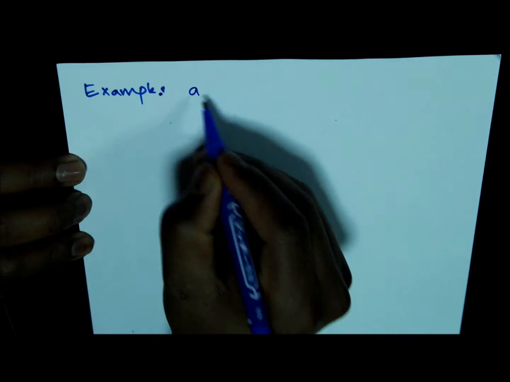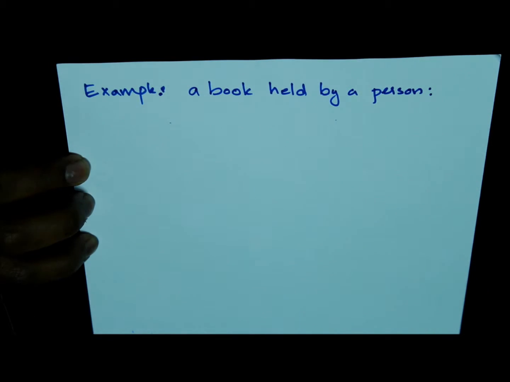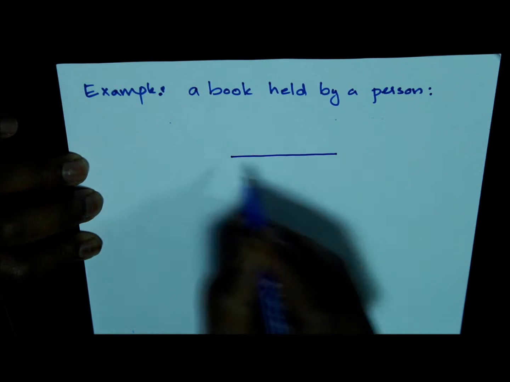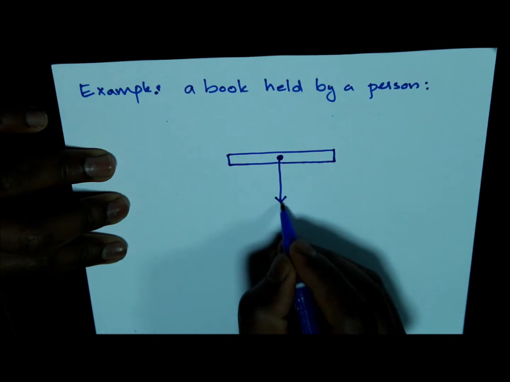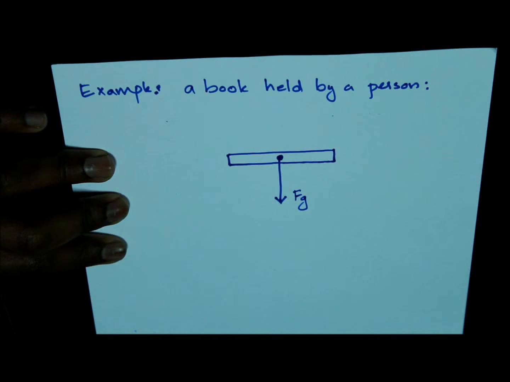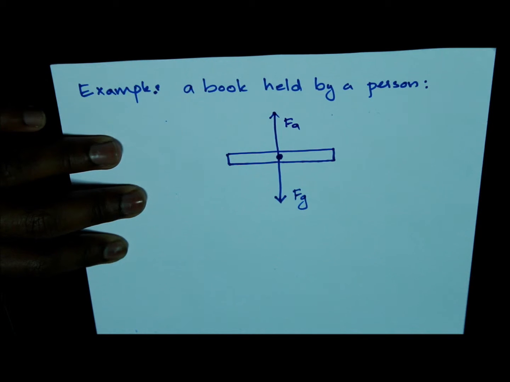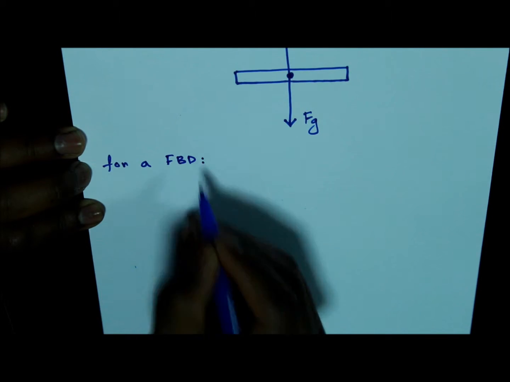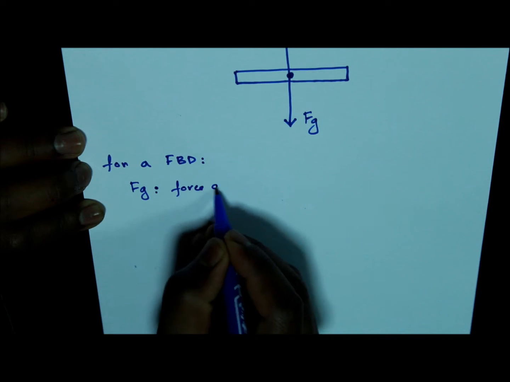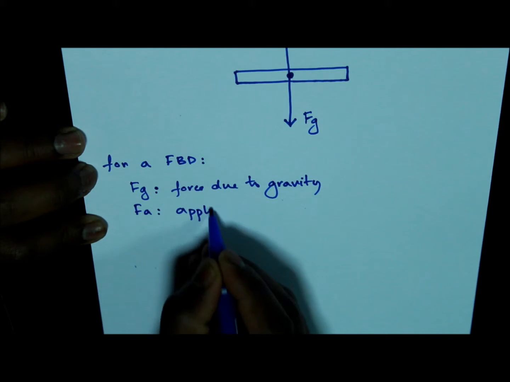Okay, I'd like to take you through an example. Let's sketch a free body diagram for a book being held by a person. We draw a quick sketch of the book, a rectangular box as shown, and a dot will do. We mark the force of gravity and the applied force on the object.